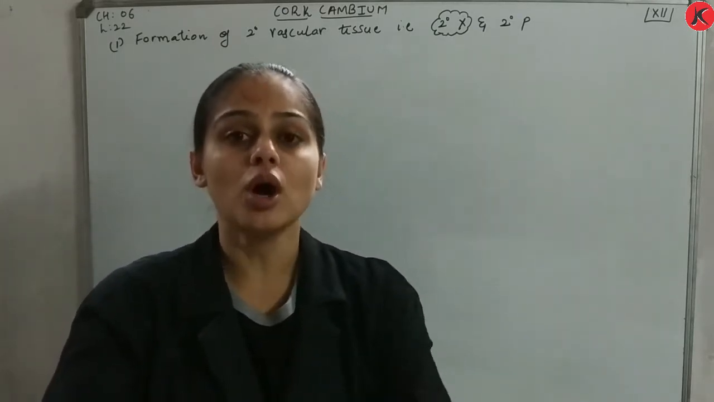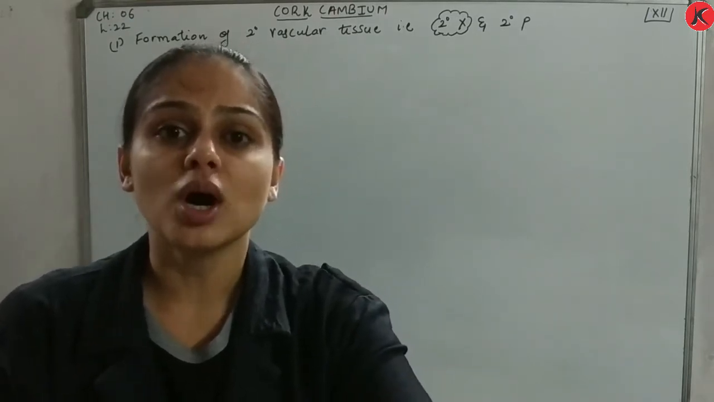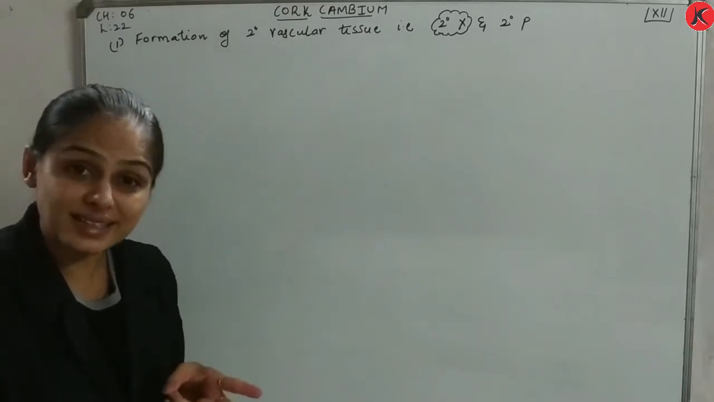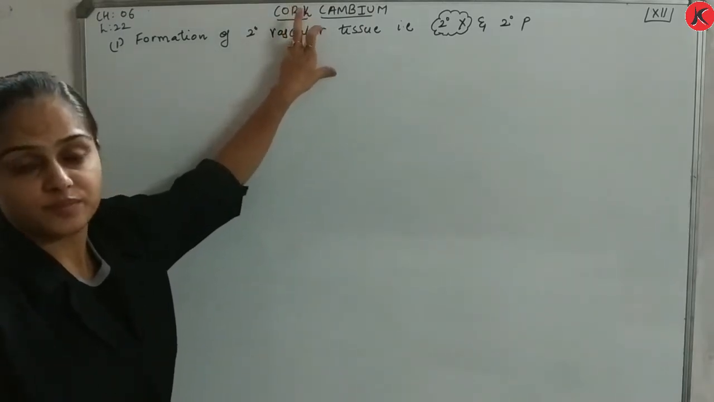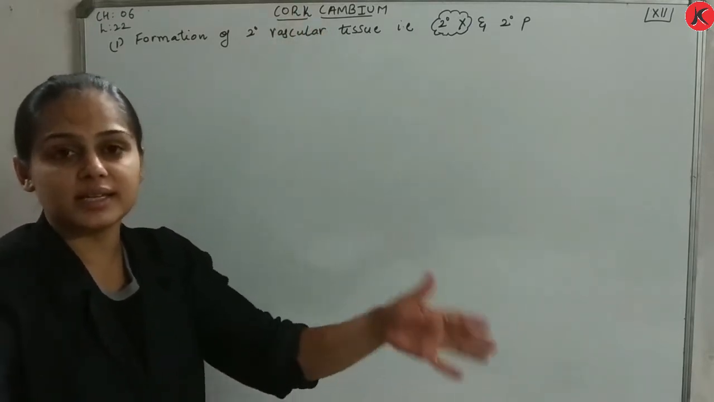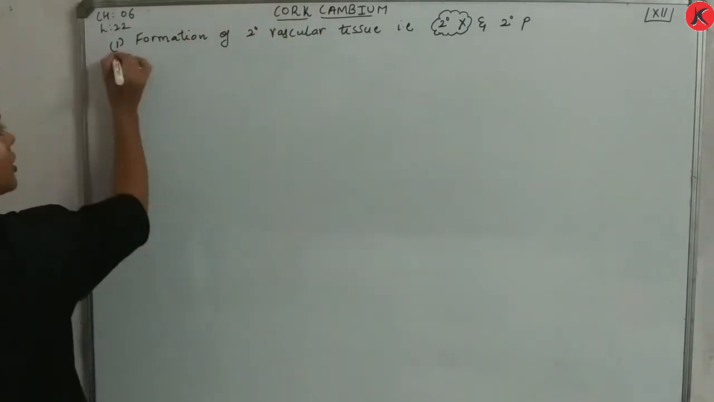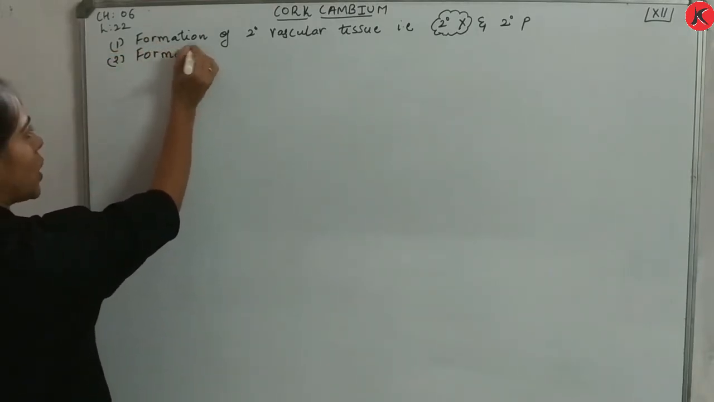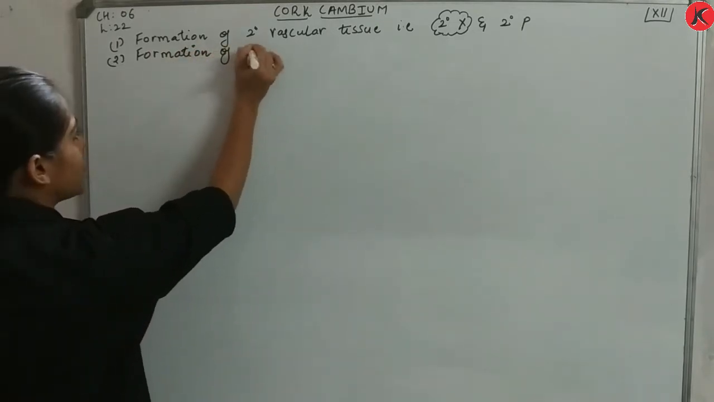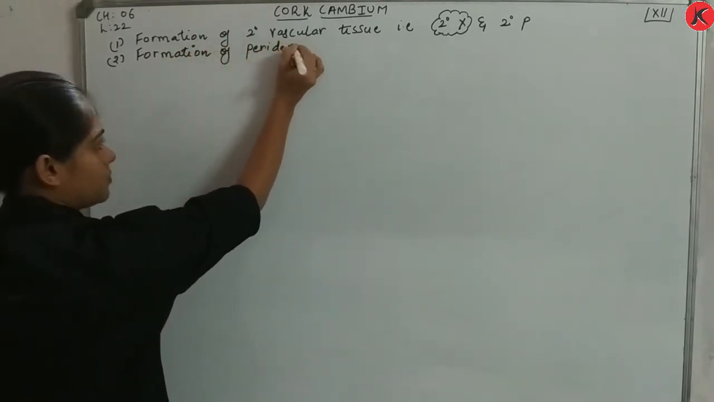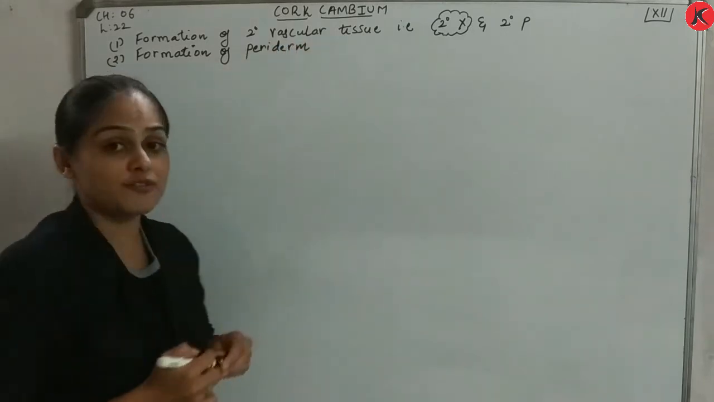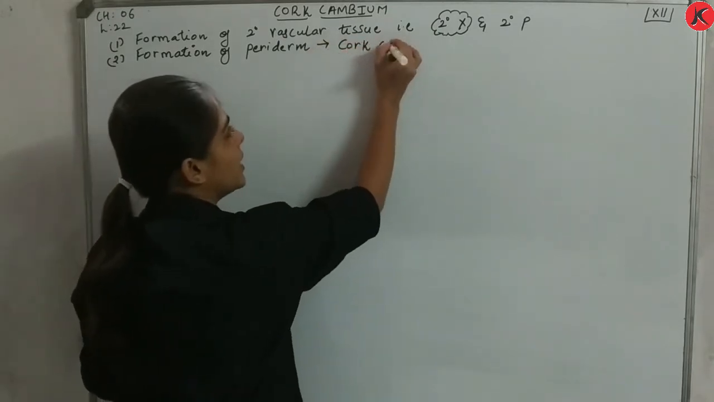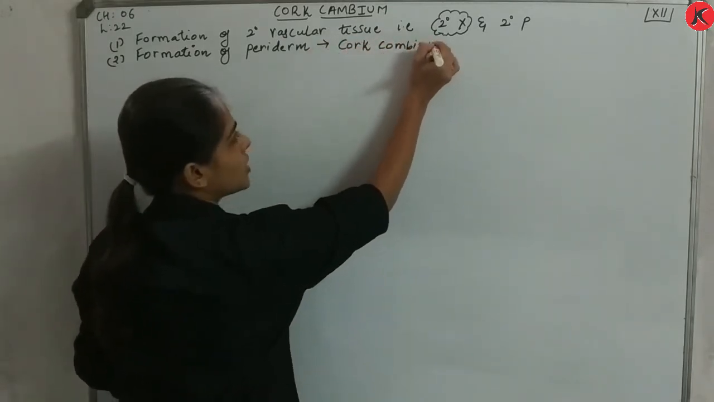Now in this video, we are going to understand the second type of thing that contributes to secondary growth, and that is number 2: formation of periderm. Okay? What did I say? Formation of periderm, and here the one who plays an important role is your cork cambium.